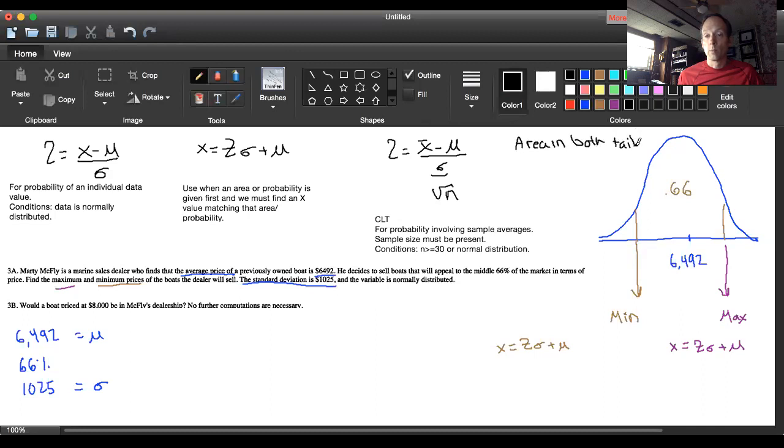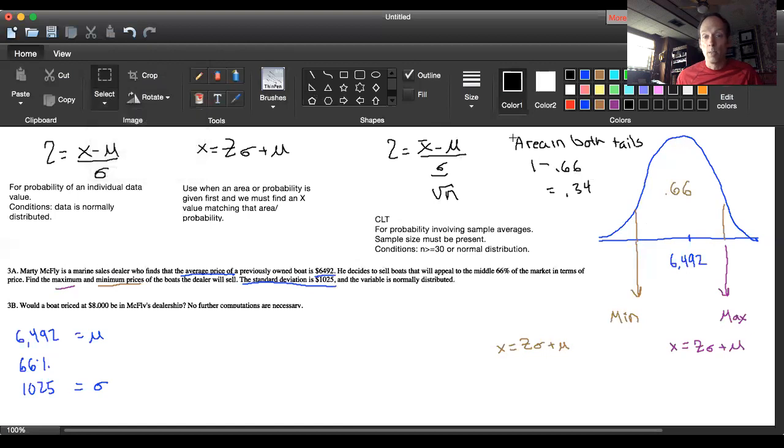This is going to be 1 minus 0.66. And if I do 1 minus 0.66, I'm going to check my math here, that comes down to 0.34. So in both tails together, I have an area of 0.34. What I need to do, though, is find how much area is in each tail. That's what I'm really after. So I need to take this 0.34 and divide it by 2.